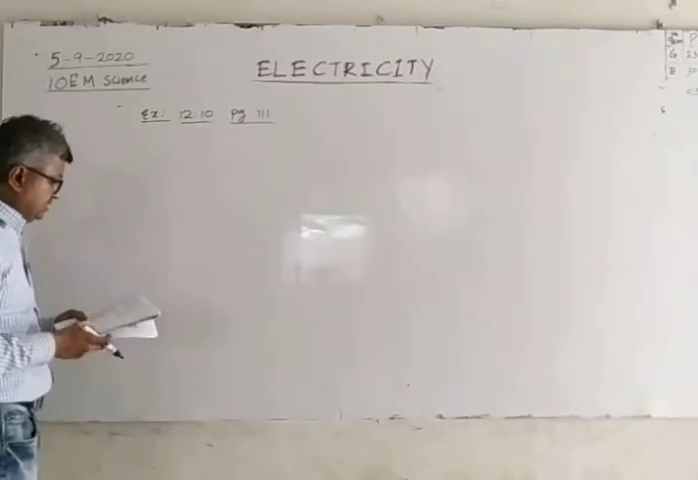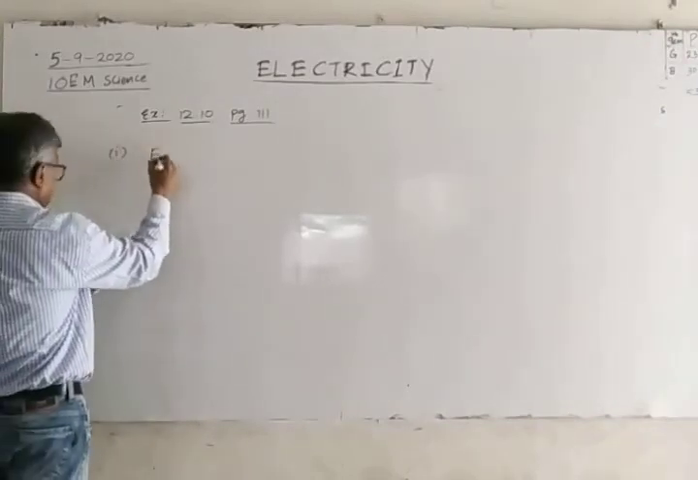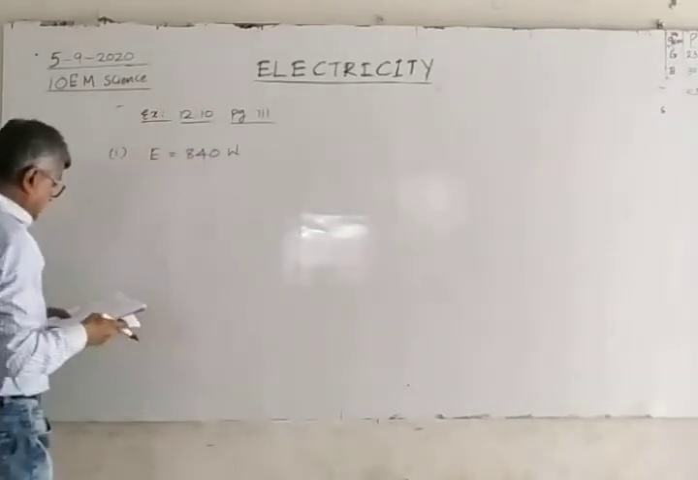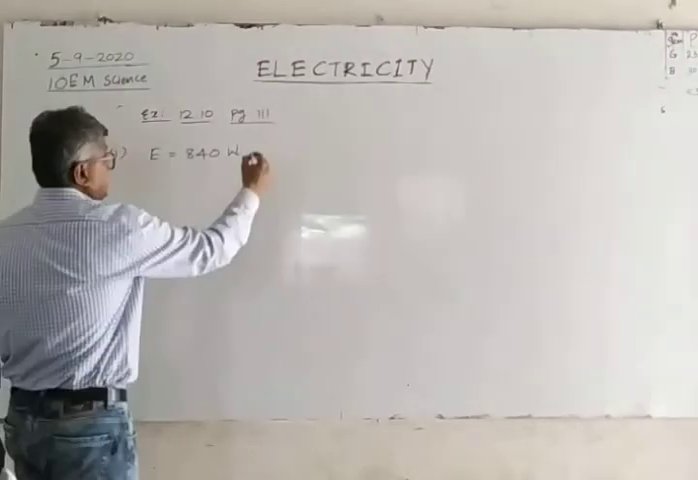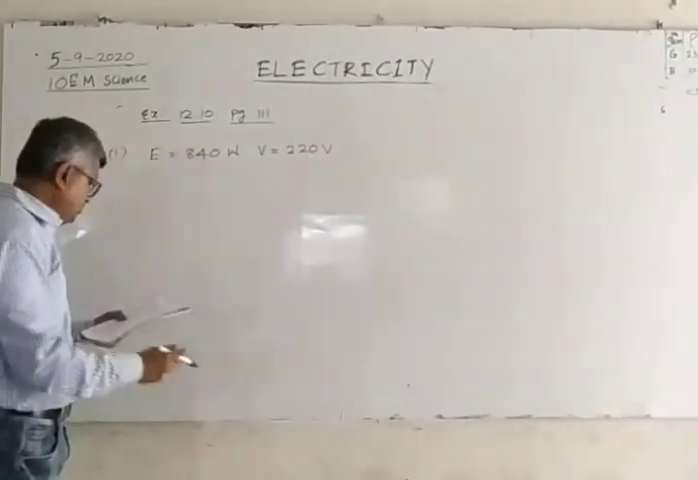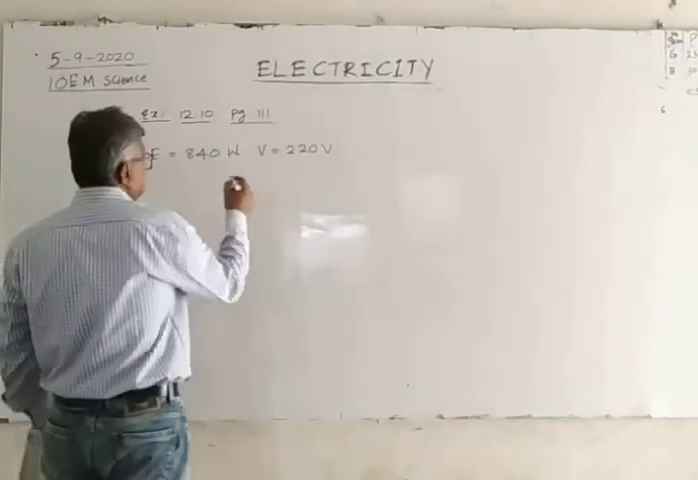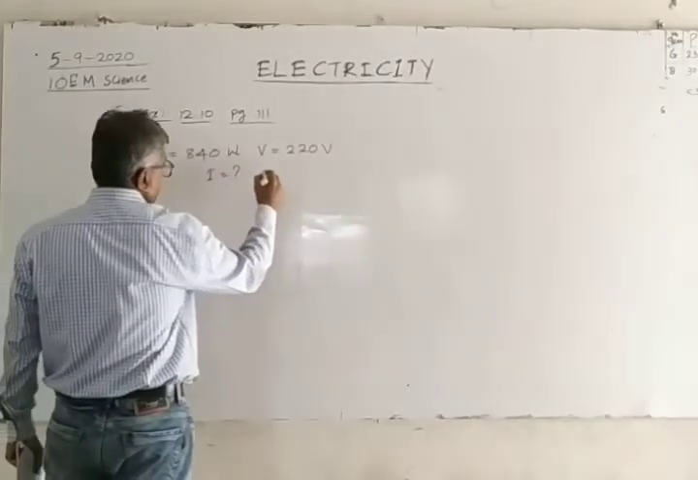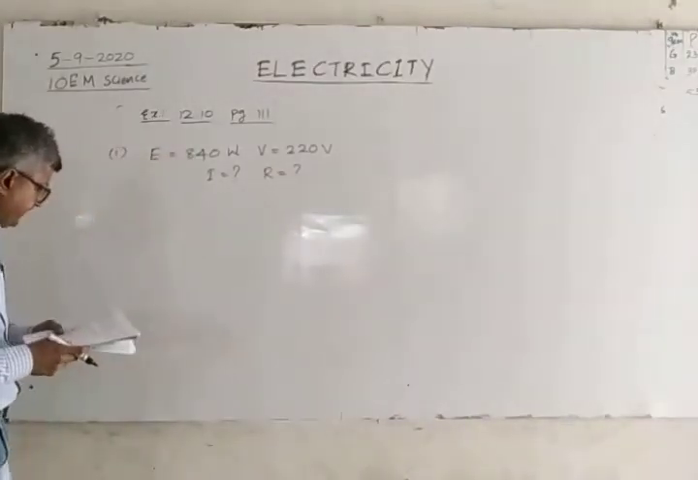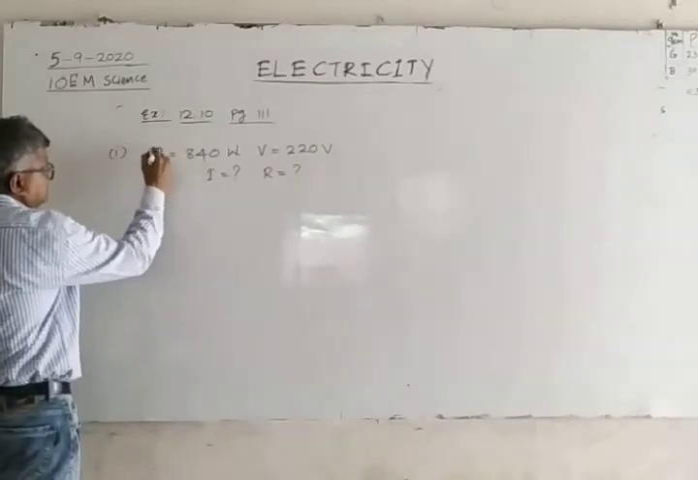Energy is consumed in two cases. First case, energy is equal to 840 watts, and voltage is fixed. V is equal to 220 volt. So you have to calculate what is the current and resistance. I equal to what and R equal to what. So we know that this energy is nothing but power consumed.